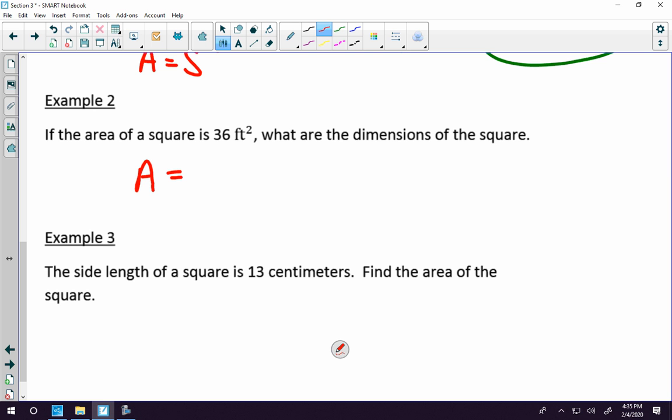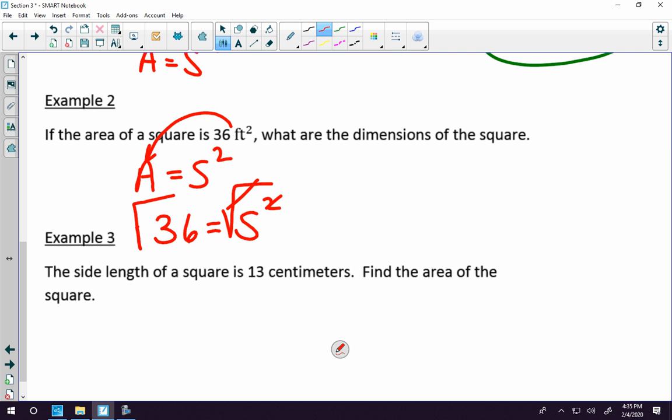Okay, well, we know it's a square, so we know we're utilizing this equation. We're given the area, so we're going to substitute 36 square feet in for the area, equal to the side length squared. So we need to solve this equation to find the side length. Well, the inverse operation of squaring is to square root both sides. The square root and the square cancel each other, and we're left with s equals plus or minus the square root of 36. So the side length is equal to plus or minus, 36 is a perfect square, so it turns out to be 6 feet.